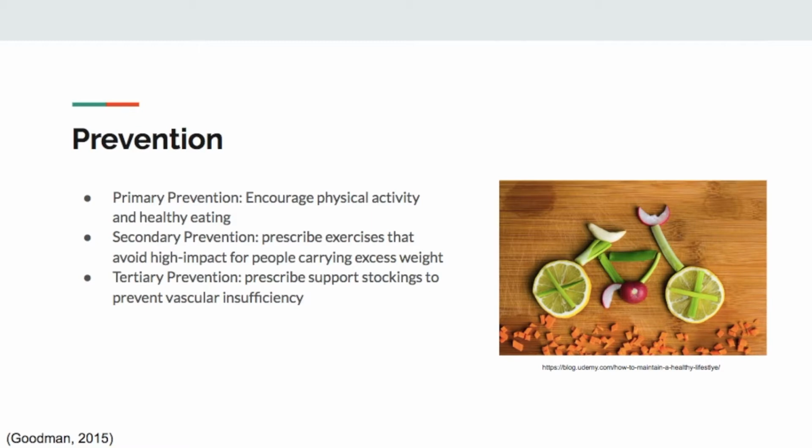So for primary prevention, we can encourage physical activity and healthy eating to prevent someone becoming overweight or obese. As secondary prevention, you can prescribe exercises that avoid high-impact activities to protect joints in people that are carrying excess weight. And as tertiary prevention, you can prescribe support stockings to prevent vascular insufficiency.